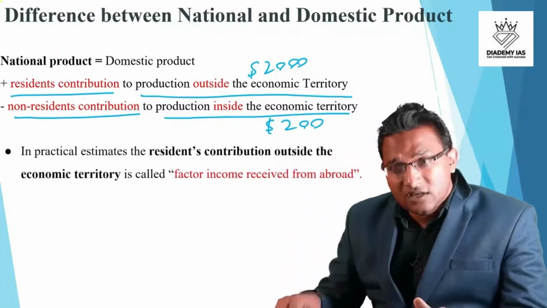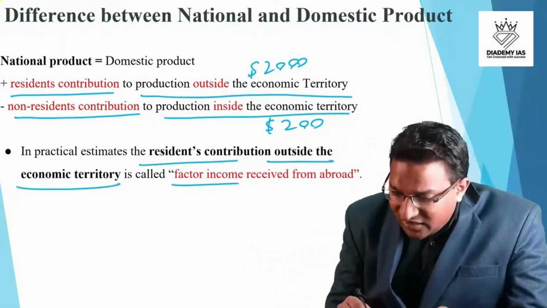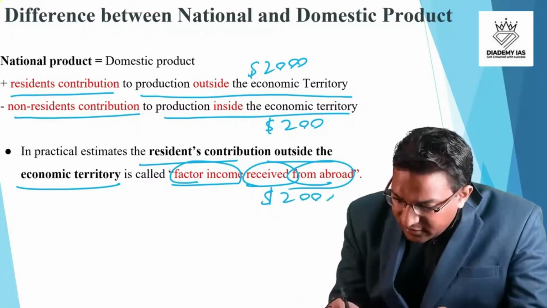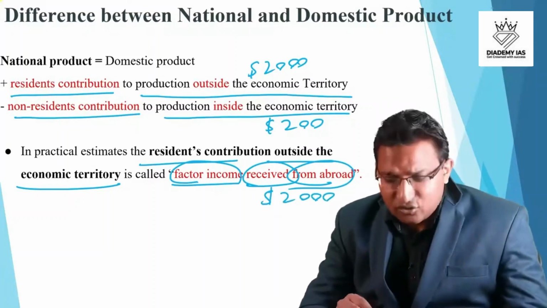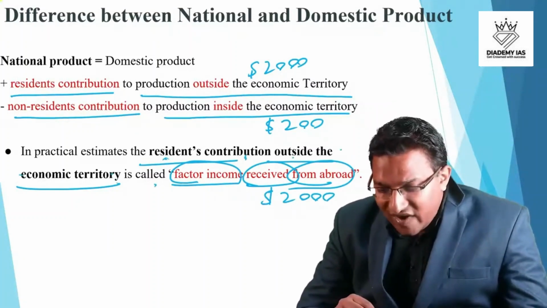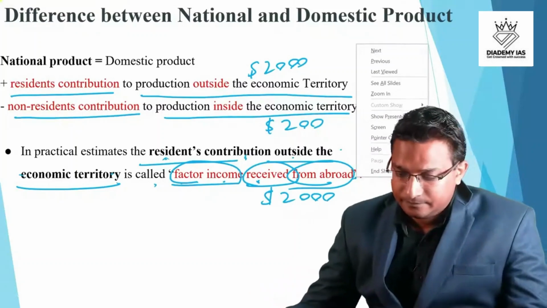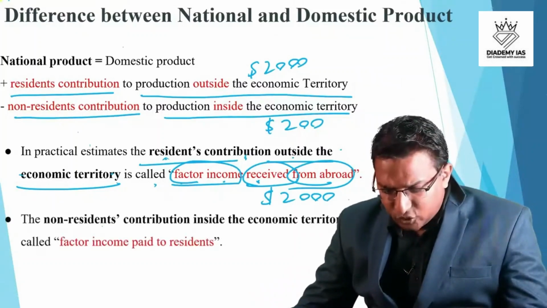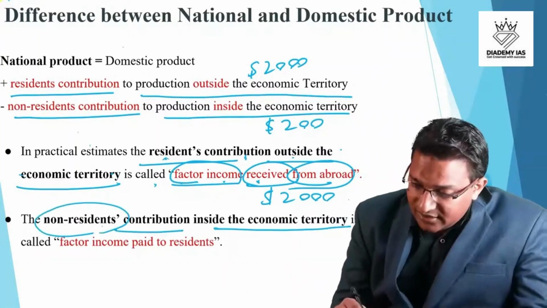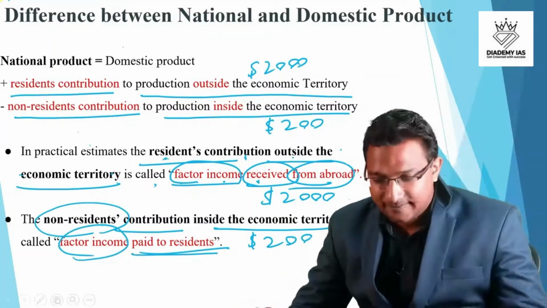In practical estimates, the residents' contribution outside the economic territory is called factor income received from abroad, right? What is the example? Example is $2,000 of Mr. Samir. So the residents' contribution, that is the contribution of Mr. Samir outside the economic territory, is called factor income received from abroad, right? So the non-residents' contribution inside the economic territory, that is $200 of Mr. Robert, that is factor income paid to non-residents.